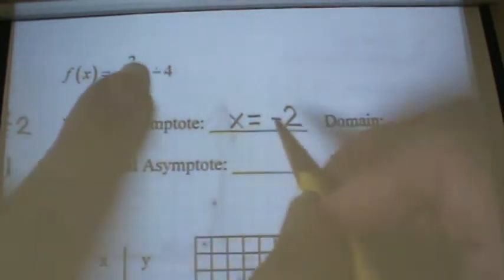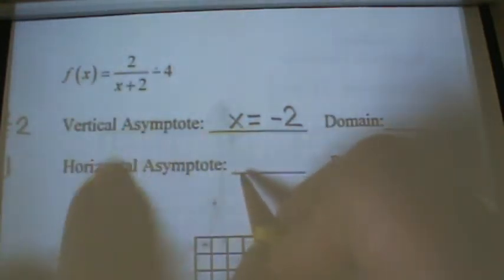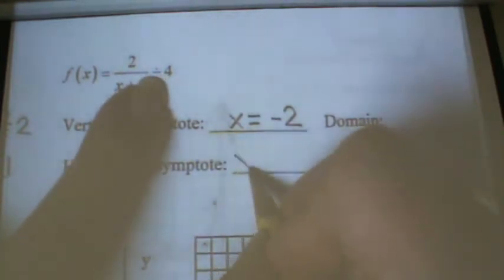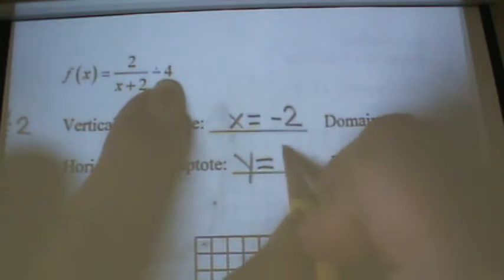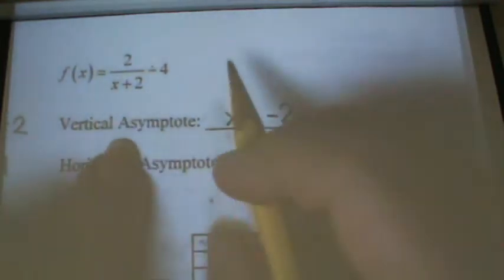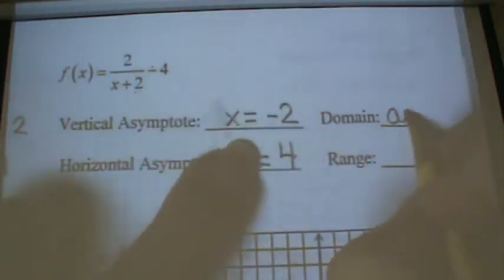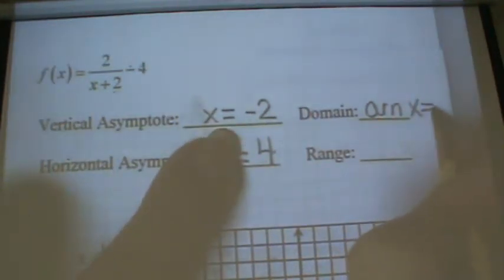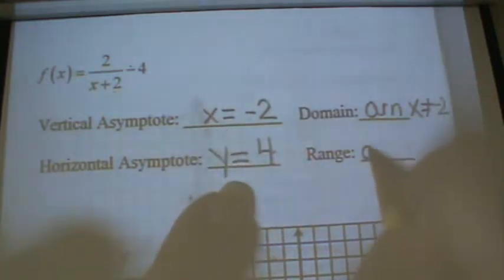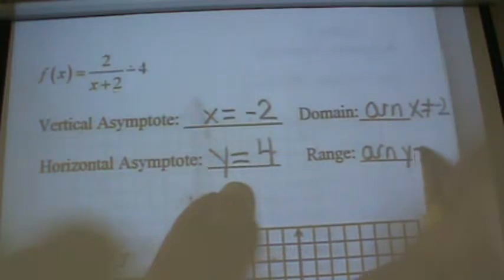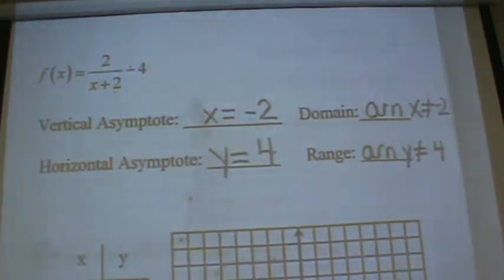So does everyone have x equals -2? Yeah. And what's your range gonna be, or your horizontal asymptote? Y equals -4. Not -4. This is negative, this is the opposite, this one's the same. So your domain is gonna be all real numbers except -2. X can't be -2. And your range is all real numbers. Y cannot be 4.